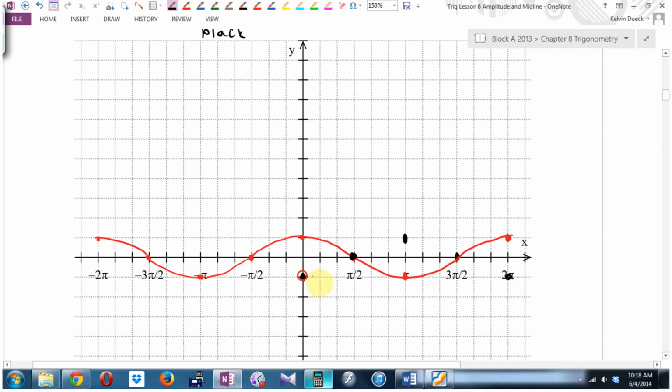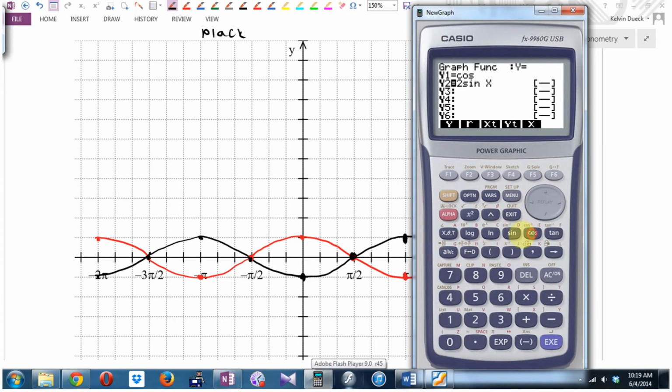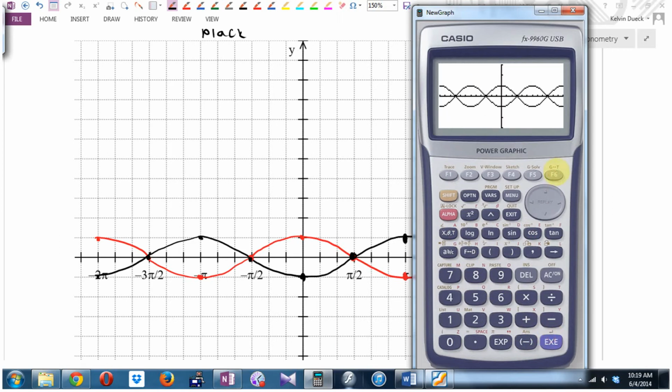Here is a negative cosine graph. For what it's worth, cos x, negative cos x. There they are. Gives you a lovely little zigzaggy pattern.